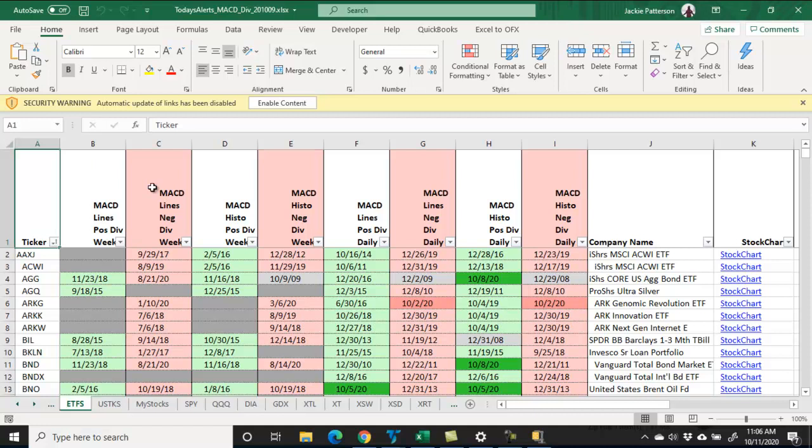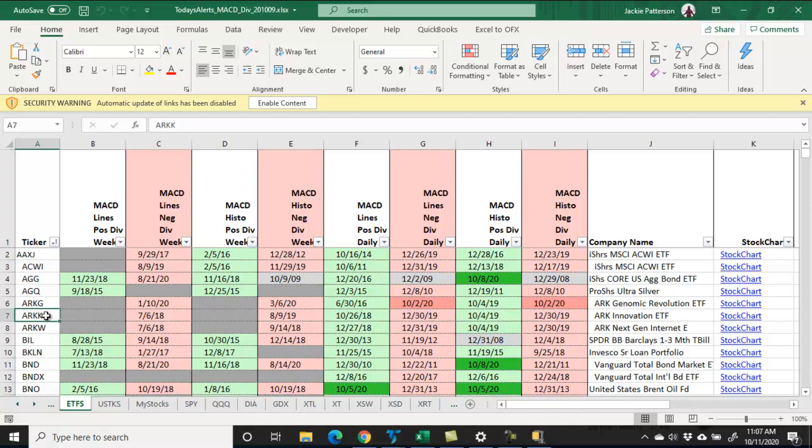For Platinum subscribers, I also make hourly divergences available, and I'll show you that in another video. So looking at each of the different types of divergences, there's an intersection point between the column of the type of divergence and the row for the ticker.